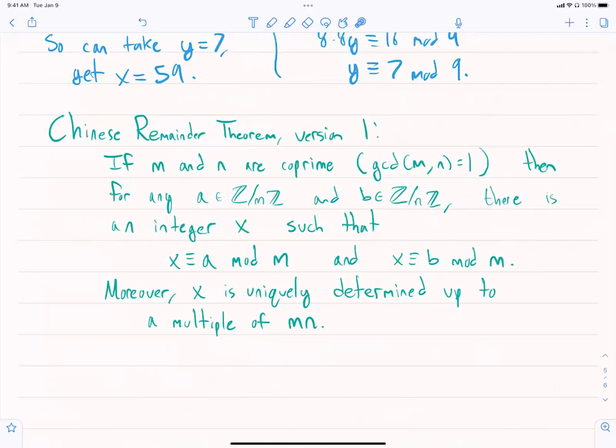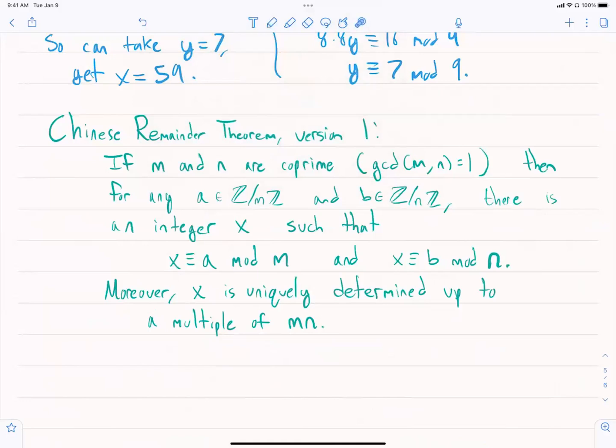It says if m and n are coprime, which means the GCD is 1, then for any a in Z mod mZ and b in Z mod nZ, you can find an integer x such that x is congruent to a mod m and x is congruent to b mod n. Okay, so that's what we just argued. And moreover, if you trace through that argument and that example we did, you see how to find that solution. So it's not just that there exists a solution, but you really have a way to find a solution.